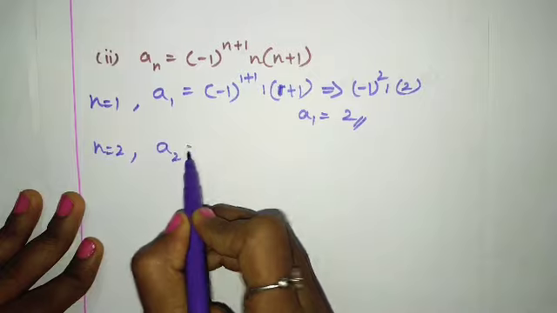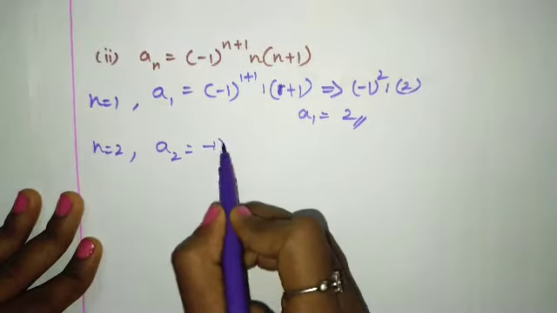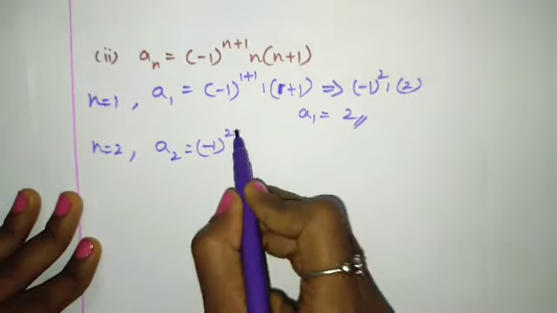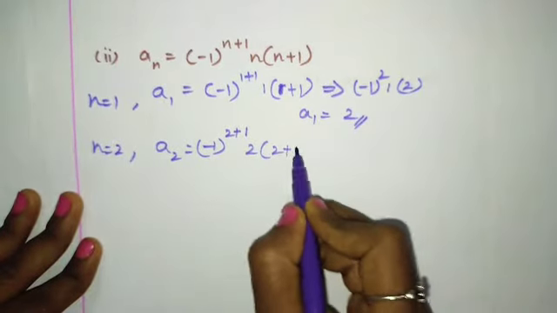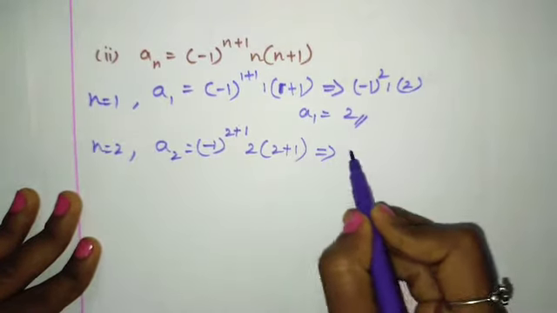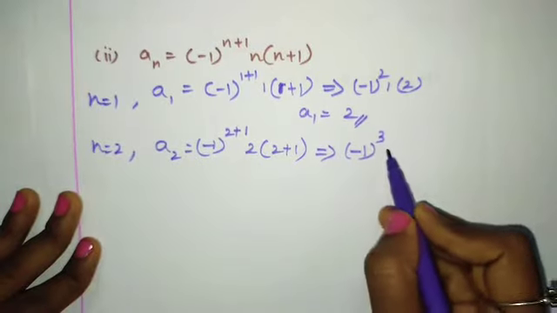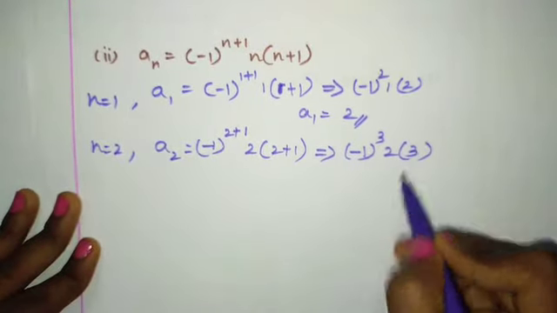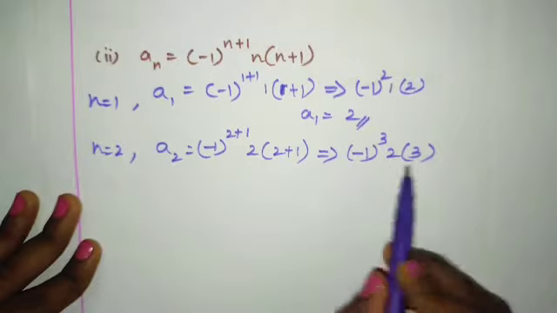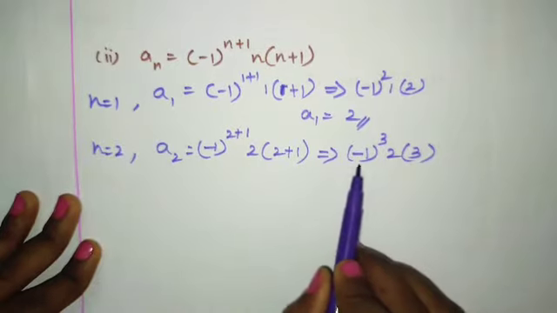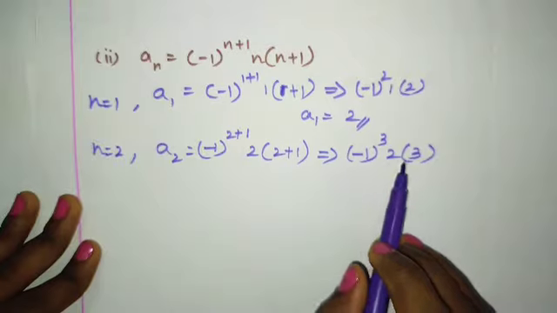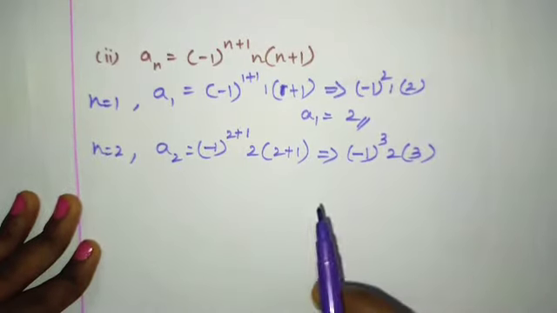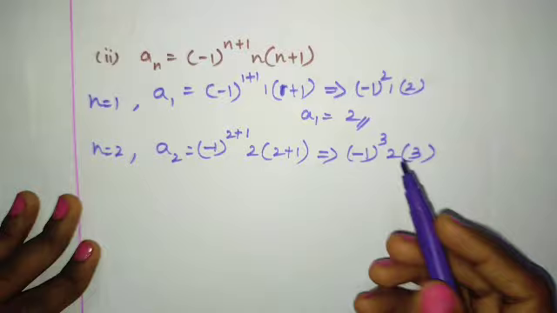That is A2 is equal to minus 1 to the power of 2 plus 1, 2 into 2 plus 1. That is minus 1 cube. 2 into 2 plus 1 is 3. So now 3 2s are 6. Minus 1 into minus 1 into minus 1 is minus 1. Minus and minus becomes plus and one more minus will be, so plus into minus is minus.